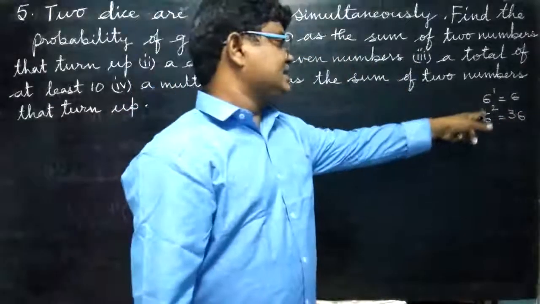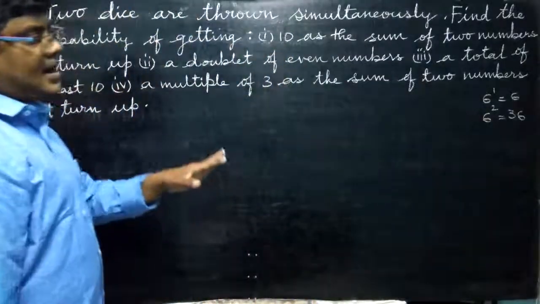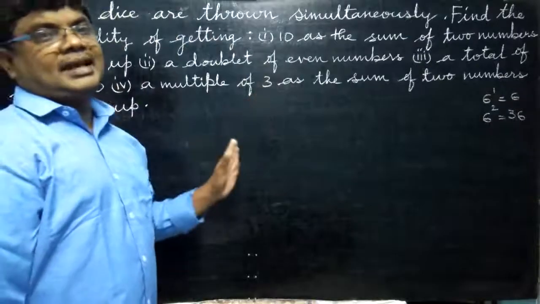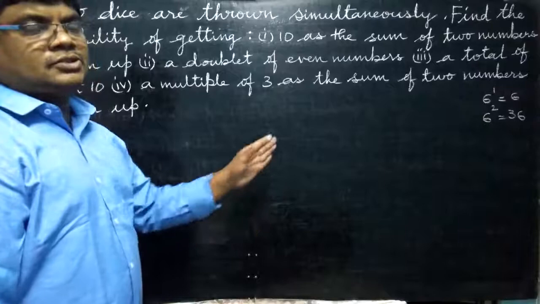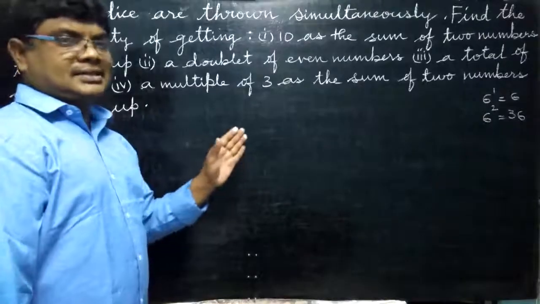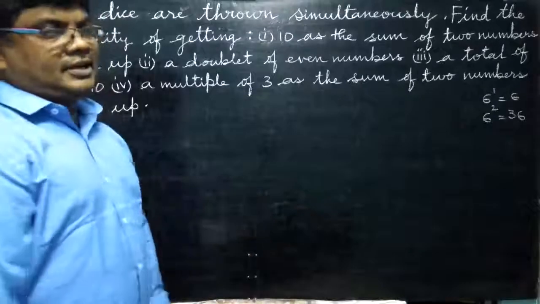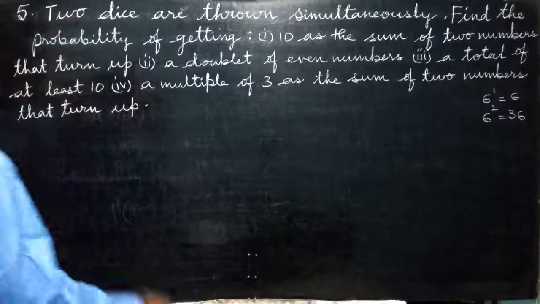Because in a die there will be 6 faces. 6 is the base and the power will be the number of dice. 6 cube means 6 into 6 into 6. 6 sixes are 36, 36 sixes are 216. Now, how to write the ways, I am telling you.